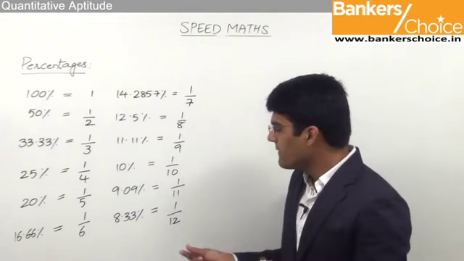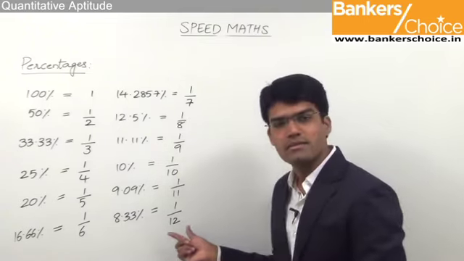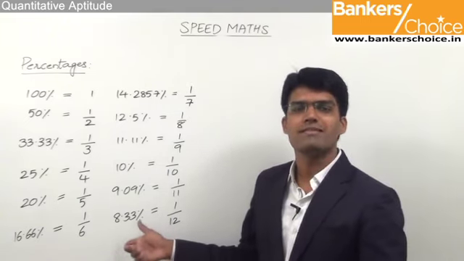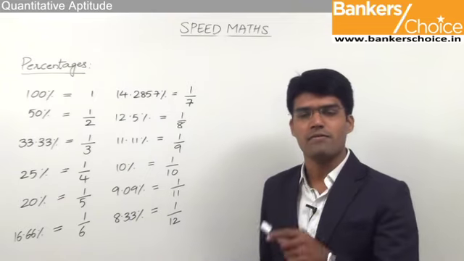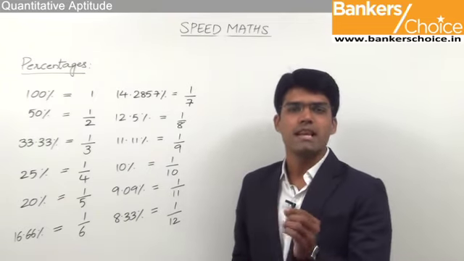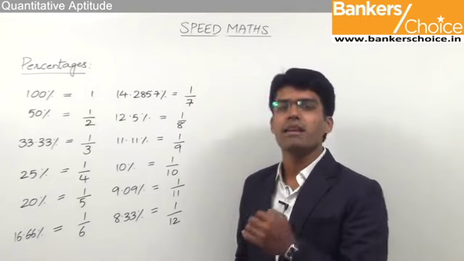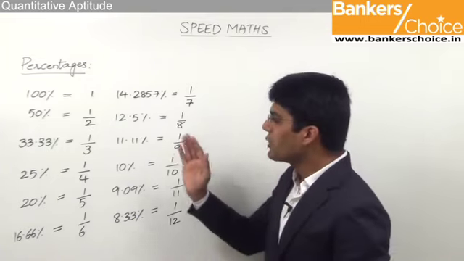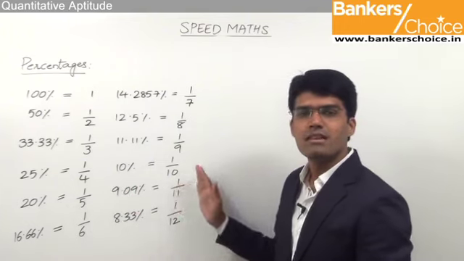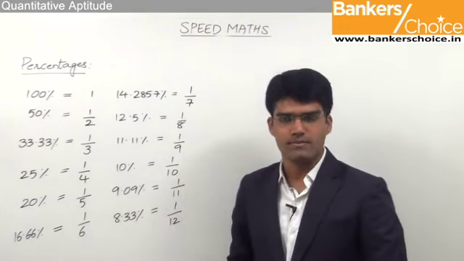So as you can see here, if you remember that 8.33% is 1 by 12, finding out the percentage is very easy. But otherwise, it will be very, very difficult. Why? Because we have to do the calculation on paper as 8.33 by 100 into 1200. And that will take a lot of time. So make sure that you remember all these standard percentages in terms of their equivalent fractions.